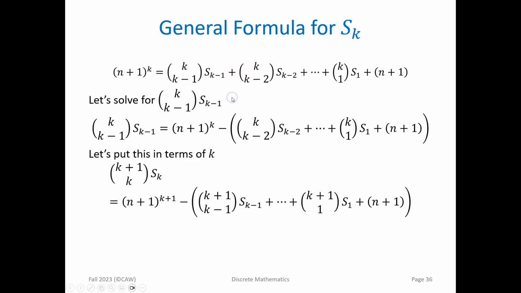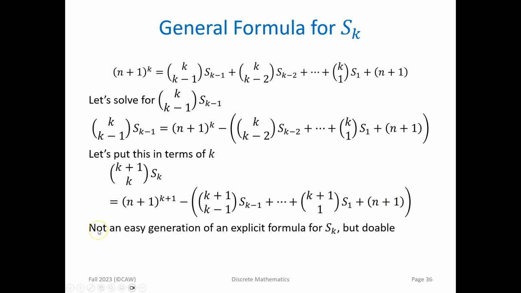Okay, once we have that, we might want to change it a little bit. Rather than write this in terms of k minus 1, let's change it to write it in terms of k. So this formula would say I'd have the k plus 1 choose k times S sub k is equal to, and we're just going through here and adjusting the indexes, (n+1) to the k plus 1 minus this term with the adjustments of k changed to k plus 1 and subtracting a 1 from the terms as they go along. We're still going to end up with S₁ and n plus 1.